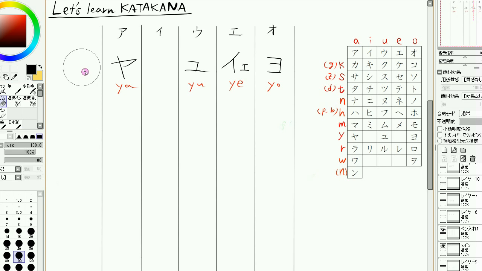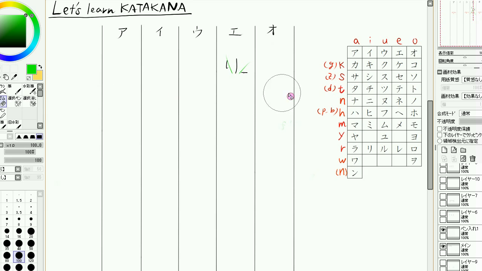So let's move on to the Y row. Well, the Y row is interesting because ya, yu, yo, and we learned these sounds. I said actually we have this sound ye also in Japanese. And to do that, well, this is very interesting. You suddenly put a normal e and then a small e, because it's ye, ye. Okay, now that's all for the Y row.